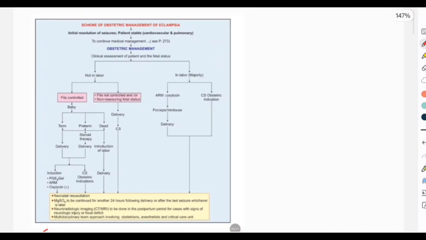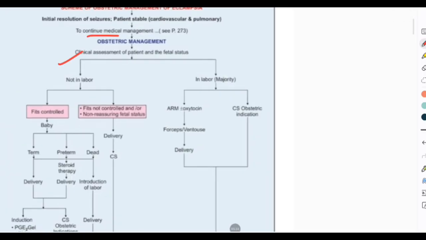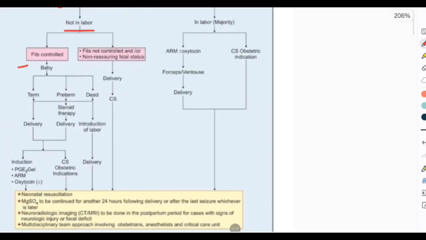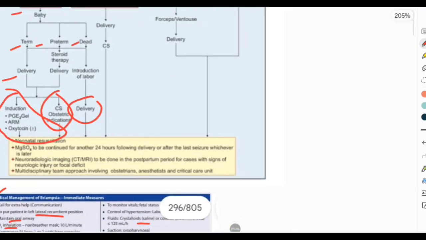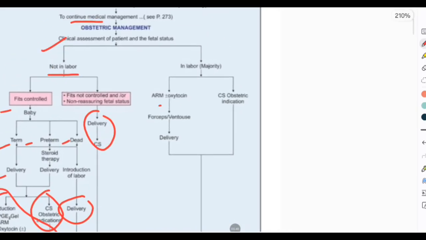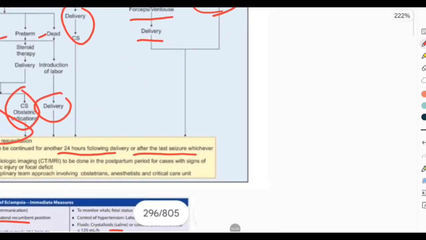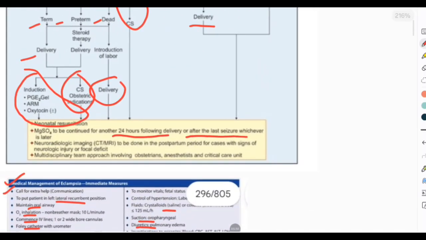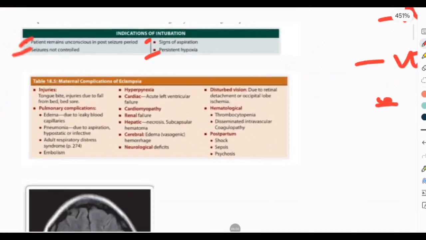Then there is obstetric management, continuing medical management. If not in labor and fits are controlled, term, preterm and dead fetus delivery is by induction and or cesarean section; induction of labor if the fetus is dead. Magnesium sulfate should be continued 24 hours following delivery or after last seizure, whichever is later. If fits are not controlled or non-reassuring, deliver. If in labor, ARM, forceps or ventouse delivery, or cesarean section for an obstetric indication. There is a multidisciplinary team approach involving obstetrician, anesthetist and critical care unit.